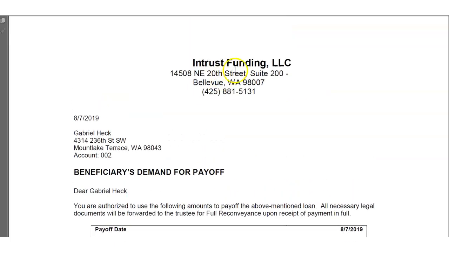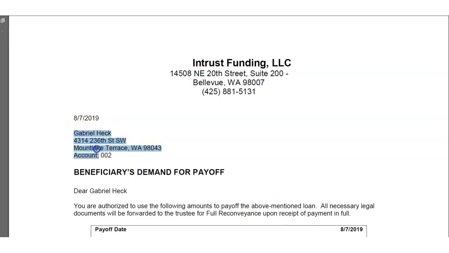So starting with the top, you got Intrust Funding, Gabriel Heck. So I made an account for myself. I'm account 002. That's your account number. That's going to be very important when you go to make your payments. You're going to need your account number and the last four of your phone number.